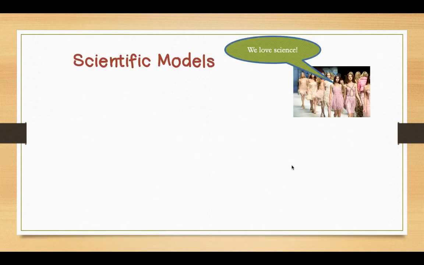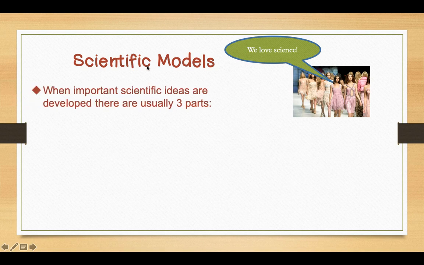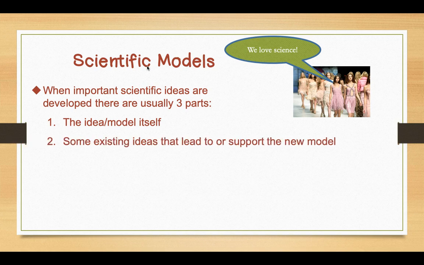So the first thing I want to just kind of talk about is scientific models. When really important ideas are developed, there's usually three parts that go into those scientific models. There's someone who comes up with an idea or a model, and a model doesn't just have to be something that's built, it can just be a set of ideas used to explain something. So there's the new idea. So somebody comes up with a new idea. And then there's some existing idea that is leading to the new idea or the new model or supporting the new model. Very rarely in science do people come up with ideas out of nowhere.